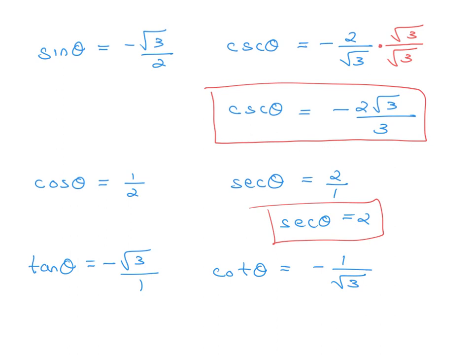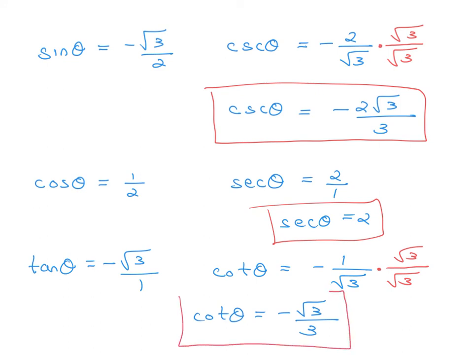Now, again, we have an irrational number in the denominator, but we can multiply the top and bottom by the square root of 3 again. When we do that, we get that cotangent is equal to negative root 3 on the top, the denominator equals positive 3, and this is the answer.